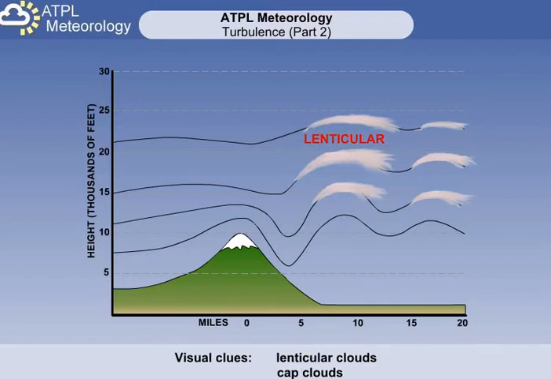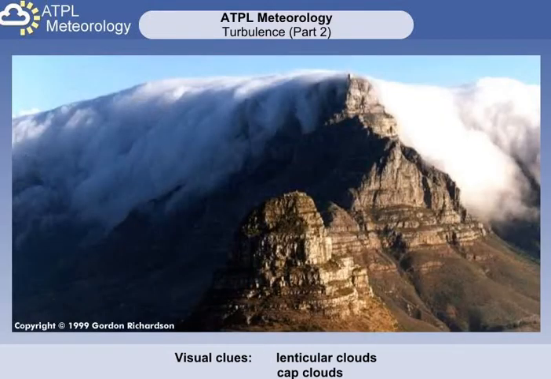There are other visual clues for the pilot. One of these is the type of cloud that shrouds mountains, making it difficult for the mountains to be seen from the air. These clouds are called cap clouds. A famous example of a cap cloud can be found on Table Mountain in Cape Town, South Africa. These clouds are created by the air cooling adiabatically when forced up onto the top of the mountain.